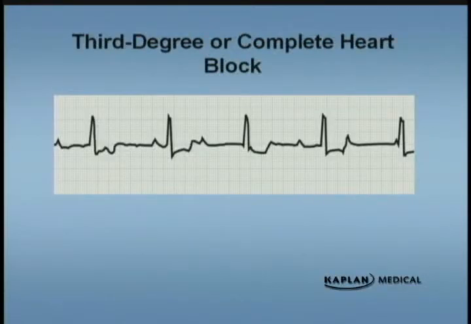Third degree heart block or complete heart block means there's no correlation between the P's and the QRS's. Remember, if you take your caliper and march out the beginning of the P waves to the beginning of the QRS's, you will see that there is no relationship between the two.